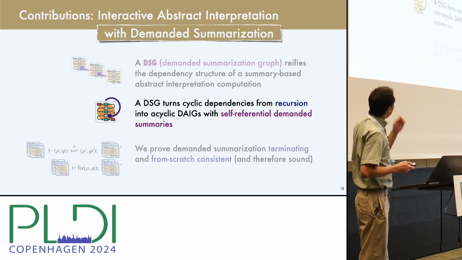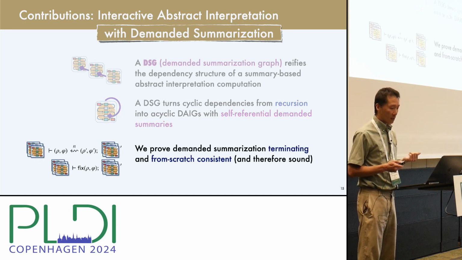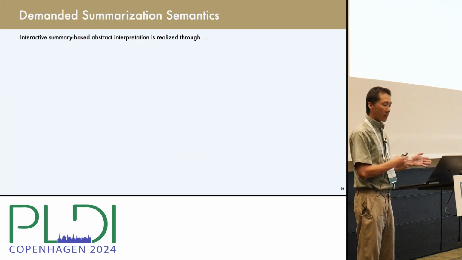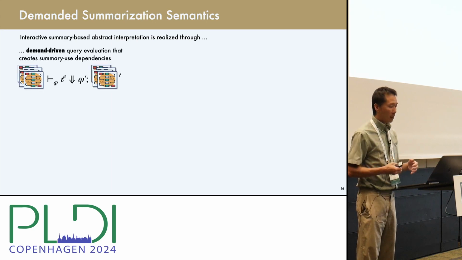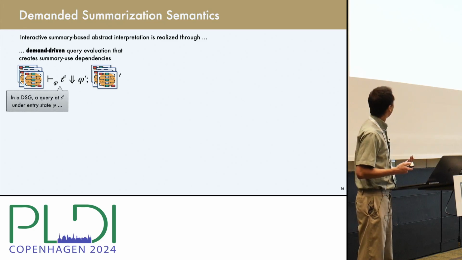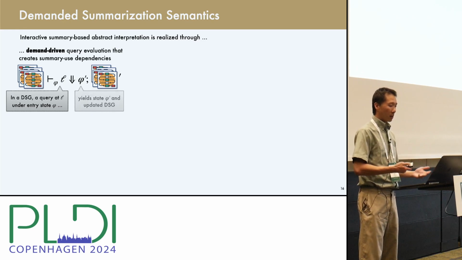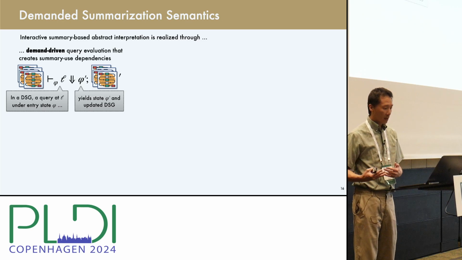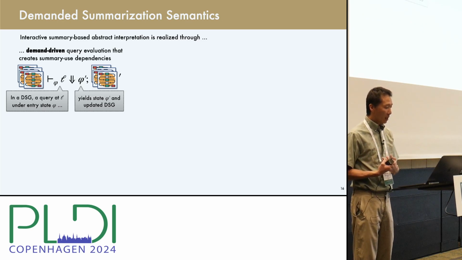All right, so that's the taste. So let me give a taste of the formalization. Interactive summary-based abstract interpretation is realized through two parts. One part is this demand-driven query evaluation that creates summary use dependencies, which says that in a DSG, a query at L under entry state phi yields a state phi prime at L, and an updated DSG.